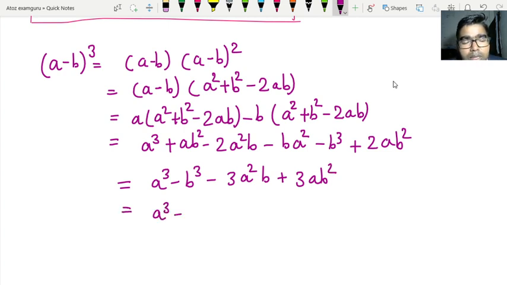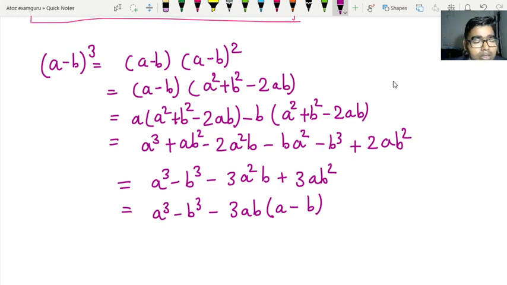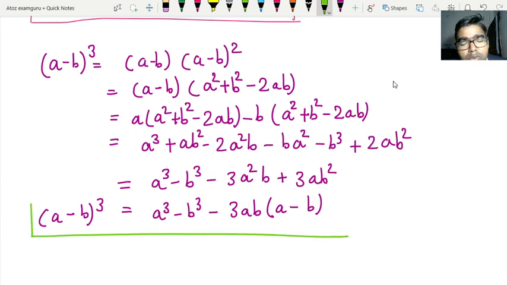A cube minus b cube minus, you can take common 3ab, then one is remained over here and one b is remained over here, and since you have taken the negative sign outside, that's why this positive sign will become negative sign, and this a minus b whole cube. So friends, again you have got another formula, and that is a minus b whole cube equal to a cube minus b cube minus 3ab bracket a minus b.